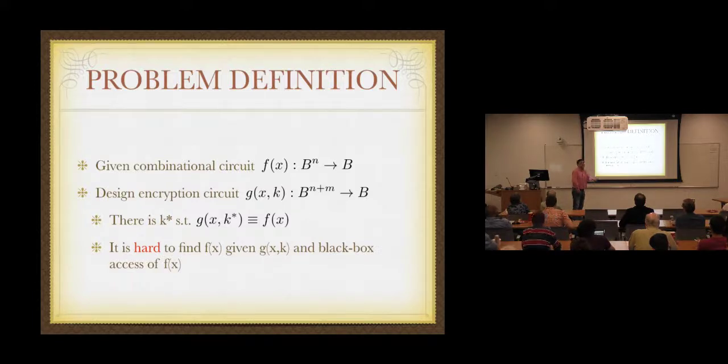The attacker tries to find the fx, and the actual input to the attacker is the structure of this encryption circuit, and also oracle access to fx. But Fx is a Boolean, just one Boolean? No, it's a function. It's an n-bit input with a 1-bit output.